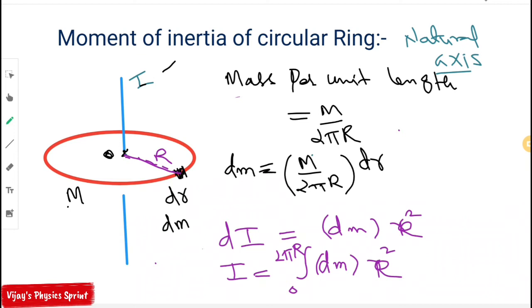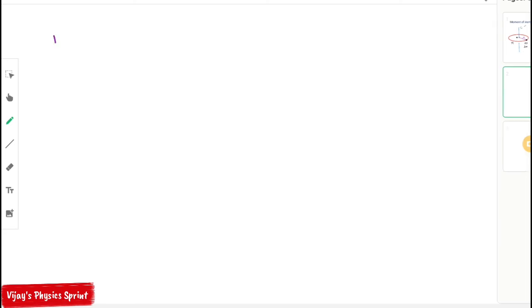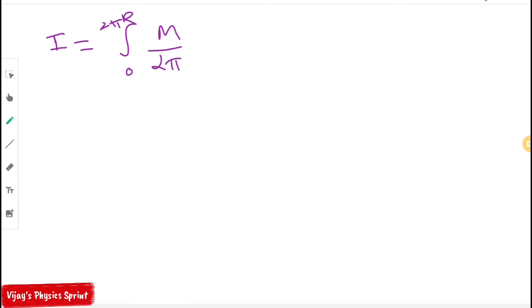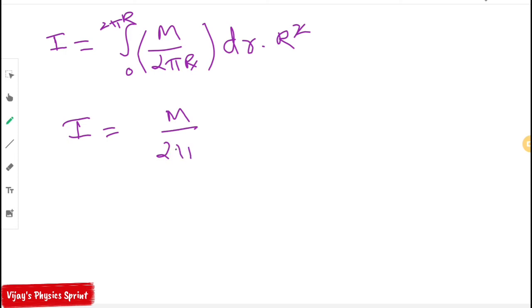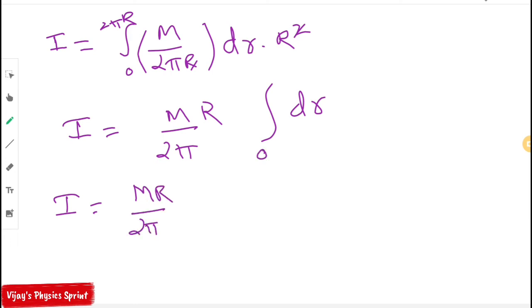Now, substituting the value of dm, I is equal to the integration from 0 to 2 pi R of the value of dm we already got, M by 2 pi R, dr into R square. Of course, the R will be cancelled out. Before applying the integration, M R by 2 pi is taken as a constant, with the integration limits 0 to 2 pi R. The integration of dr is equal to r, with limits 0 to 2 pi R.